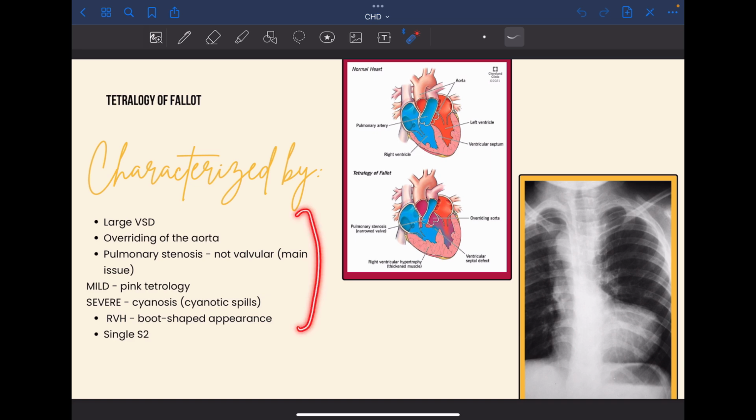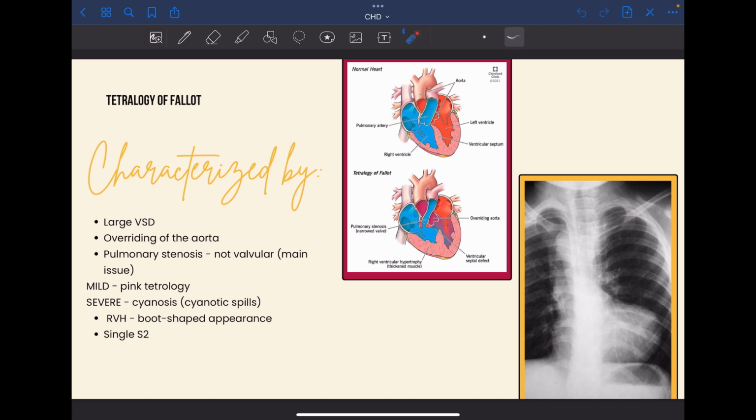These four are basically what gives it the name tetra, from the number 4. The first thing that we see is a very large ventricular septal defect. Large, very large, to the point that it does not cause any murmurs. Usually in the acyanotic ventricular septal defect, we hear a pansystolic and a harsh murmur. In the case of tetralogy of Fallot, the abnormal sounds that we hear have nothing to do with the ventricular septal defect because of how large it is.